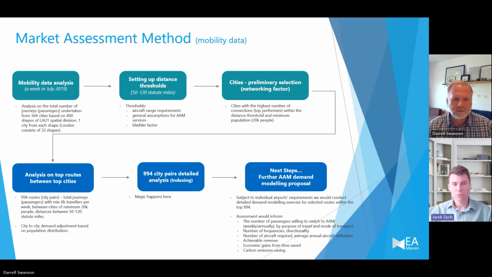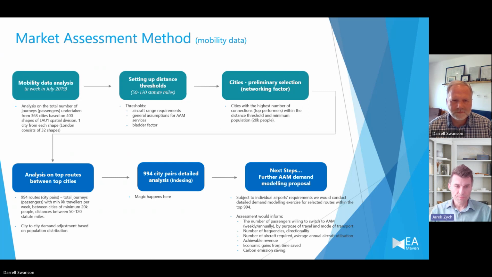Our sifting methodology is basically through certain thresholds like aircraft range requirements or general assumptions for AAM services, distances, which we also call bladder factors. So basically, how much time people would be willing to spend on board of such aircraft. Other metrics are population between all those cities, so the minimum population thresholds, or the minimum number of travelers traveling per week between any given 2 points.